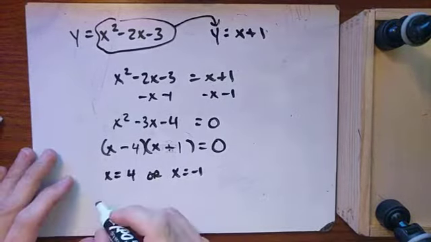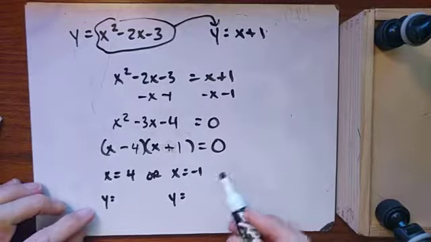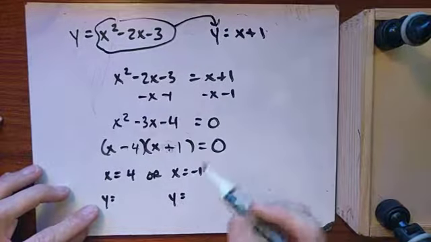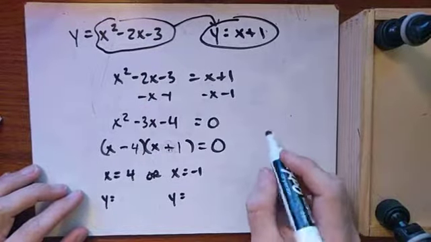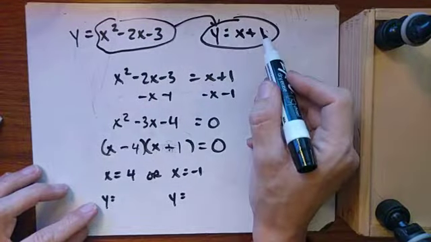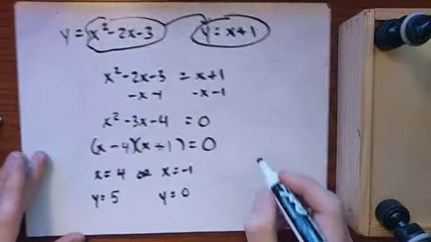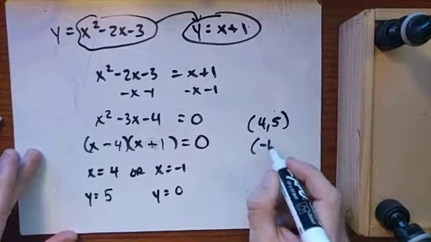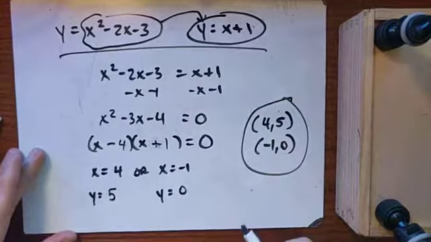So how do we find out what y is? Well, we have two different y's since we have two different x's. So we could use either equation to find the y. I choose this one because it's a lot easier to work with than this other one, right? So what's 4 plus 1? That's 5. And what's -1 plus 1? That's 0. So there's two ordered pairs for solutions, 4, 5, and -1, 0. These are the two solutions to that system.